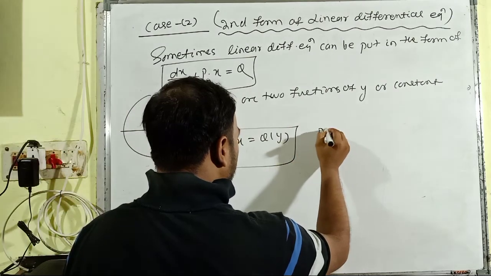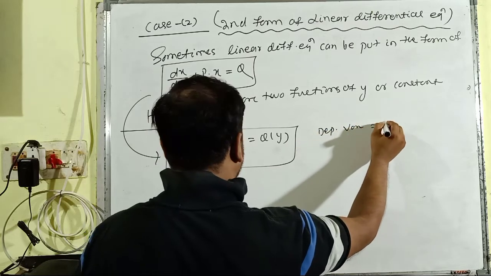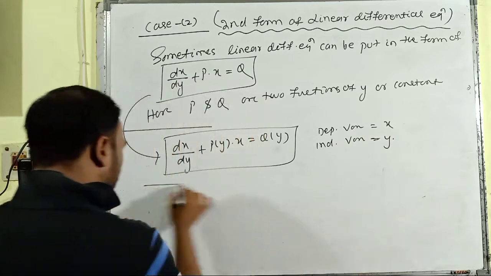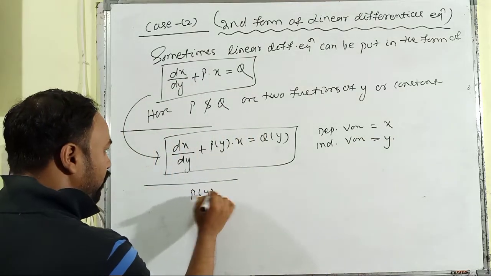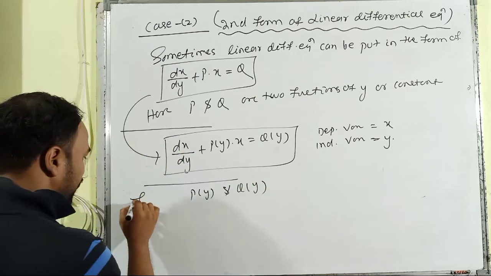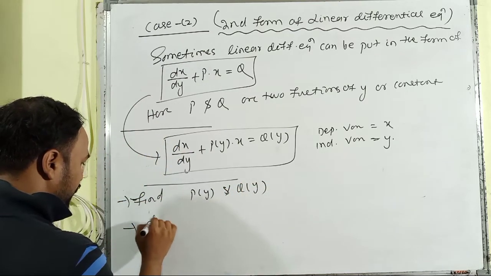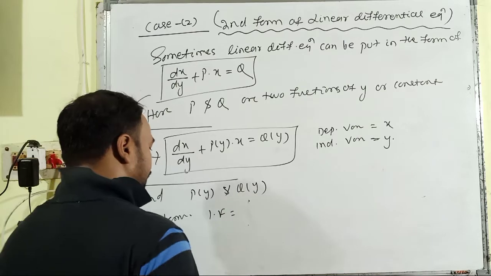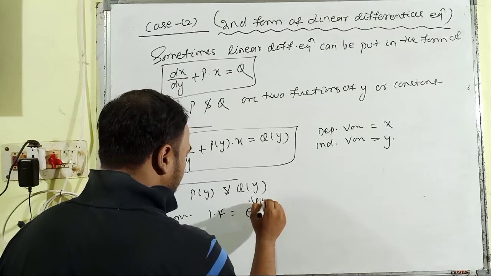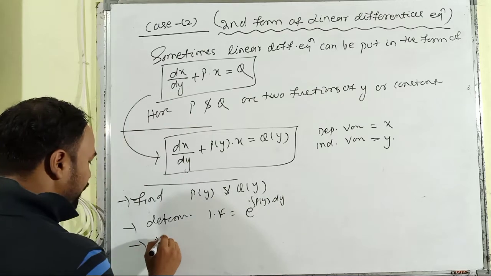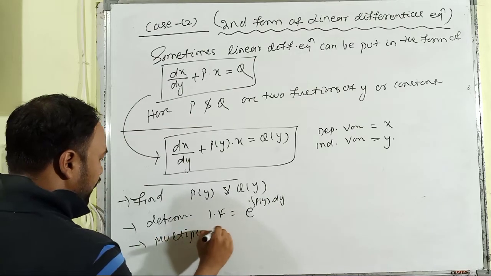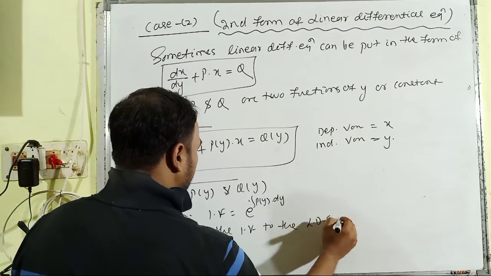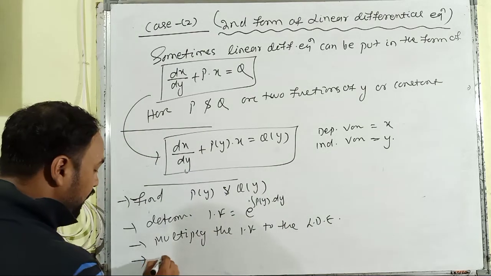And here the dependent variable is x. The independent variable is y. And the procedure is here. So first of all, we have to find out p of y and q of y. Then in the second step, you have to determine the integrating factor, and it will be e to the power integral of p of y dy. Then multiply the integrating factor to the linear differential equation, and the final step is to integrate both sides.